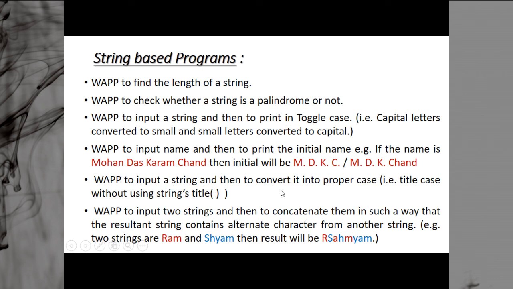Then write a program to input a string and then to convert it in proper case, without using the inbuilt functions. You have to do it by yourself. Write a program to input 2 strings and then concatenate them in such a way that the resultant string contains alternate characters from each string. Like say, suppose the 2 strings are Ram and Shyam, so one character from Ram, another character from Shyam. So R, S, then A, H, then M, Y, and then A, N, the remaining characters of the second string.